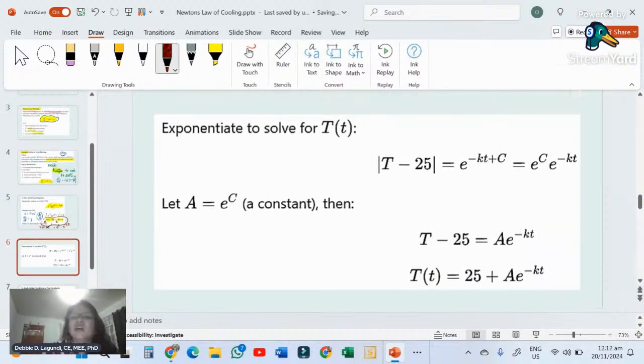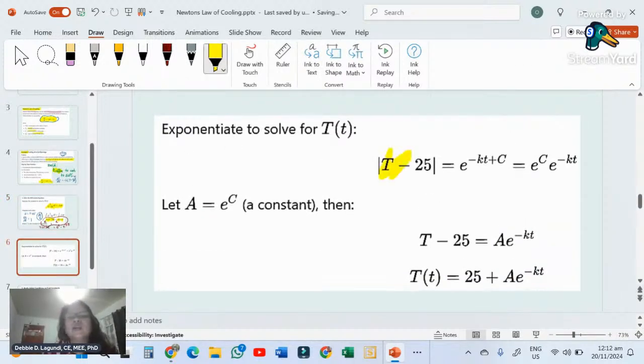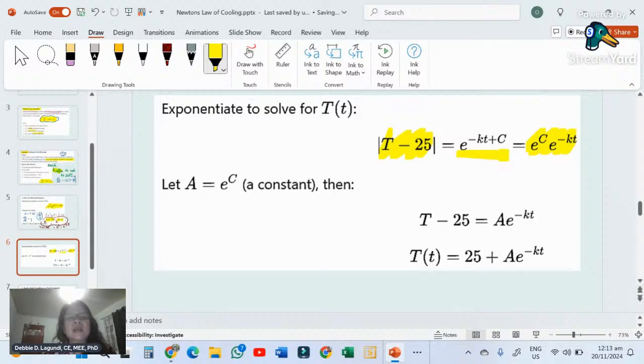So T minus 25 will be on the other side, and then e to the c times e to the negative kt is the equivalent of e raised to negative kt plus c. Now, last time when we dealt with e to the c, we said that this is the P0. But here, we don't have the P0. Instead, we can assign another variable. You can use A, B, or C, any variable for that matter, to simplify a double constant expression, because e is a constant and c is a constant. So let's call it A.